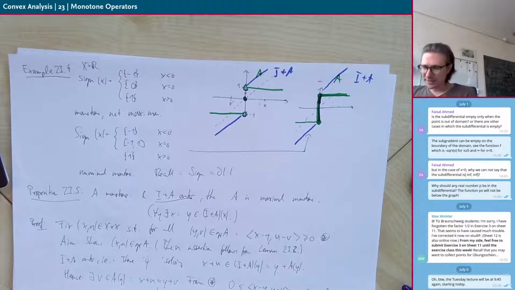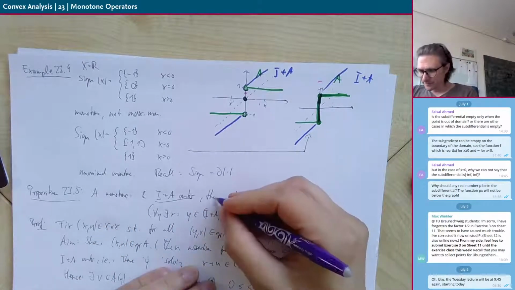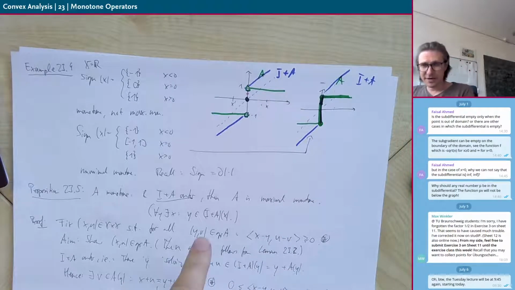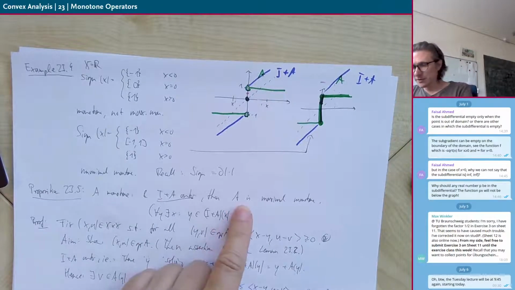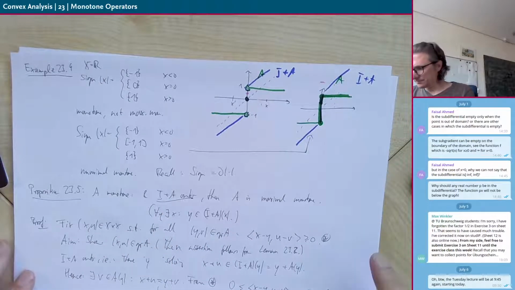There's one important thing. Actually, this is an if and only if. The other implication also holds. If A is maximal monotone, then identity plus A is onto. That's much more difficult to prove, and we'll prove it, but we do it in the next lecture.